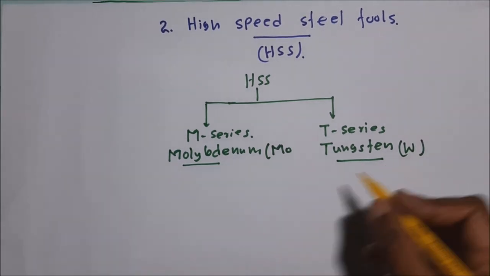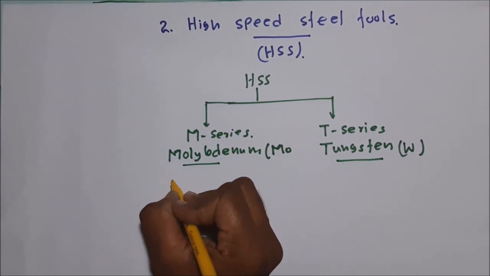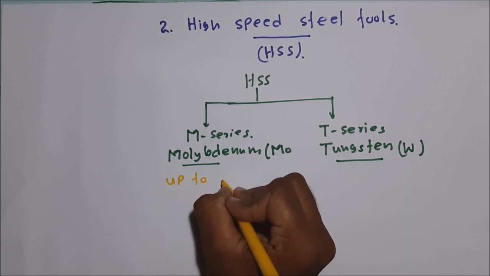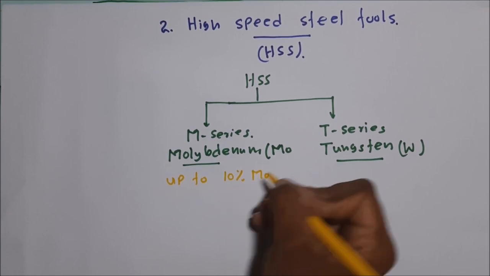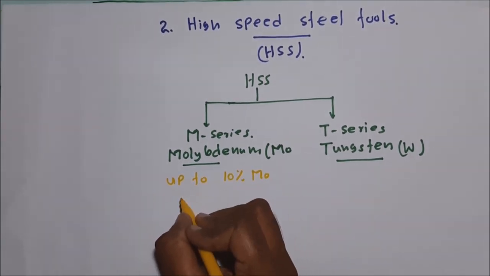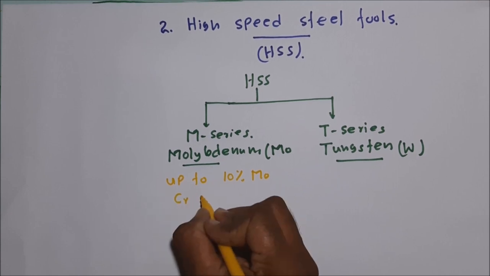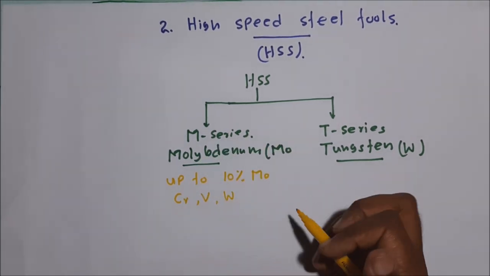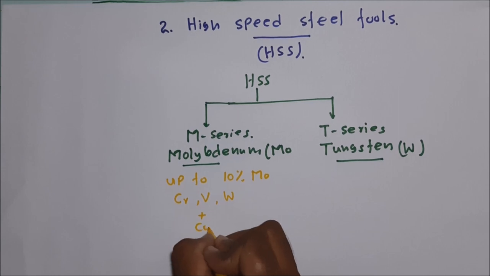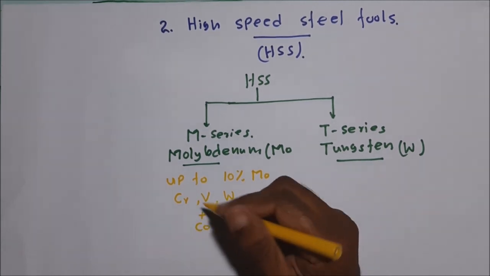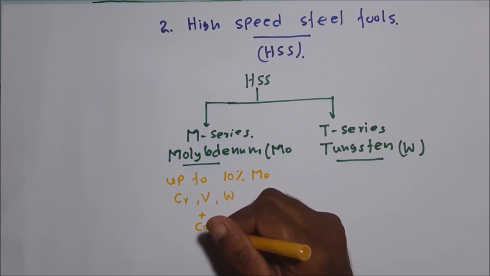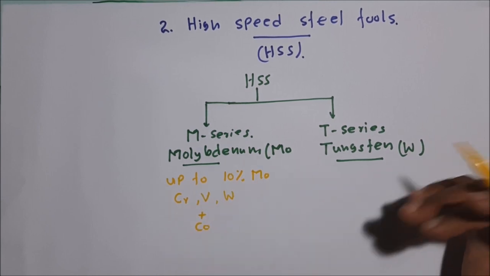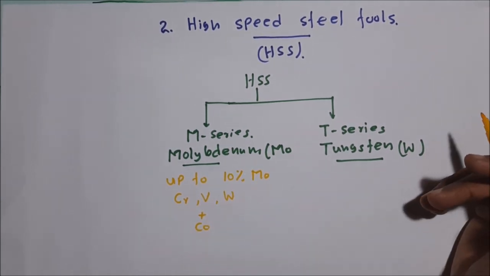The M series contains not only molybdenum. The molybdenum content is up to around 10%, and also a small amount of chromium, vanadium, and tungsten, and also cobalt is applied. Cobalt can give higher hot hardness. When adding cobalt, we expect retained hardness at elevated temperatures.